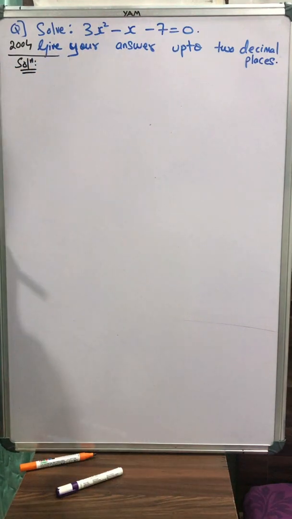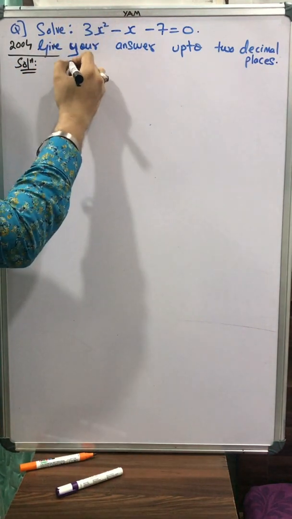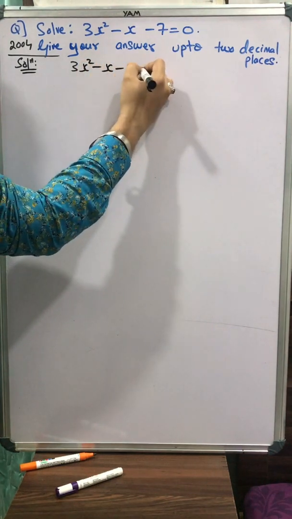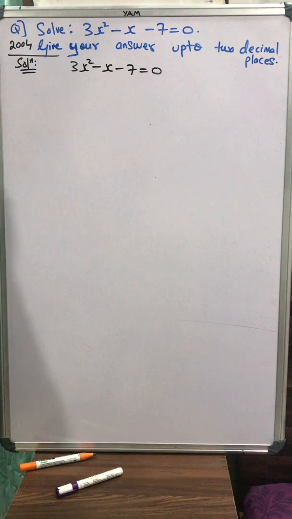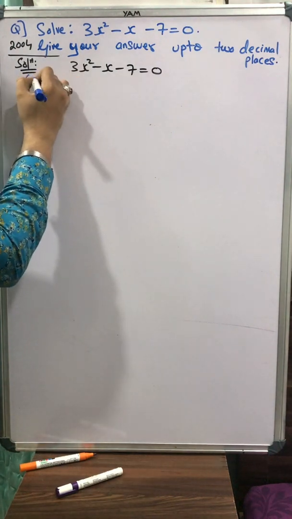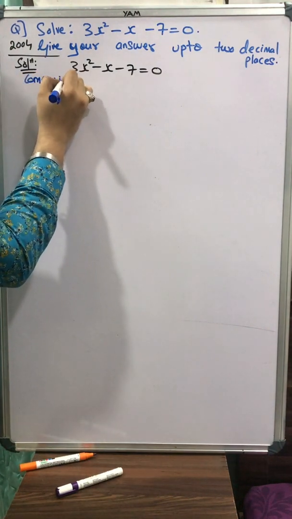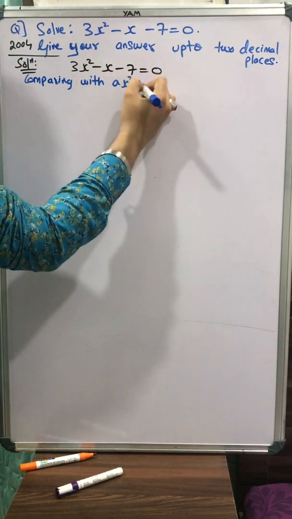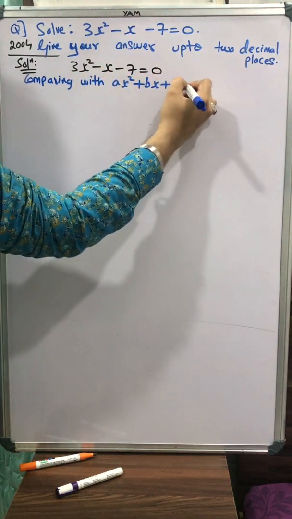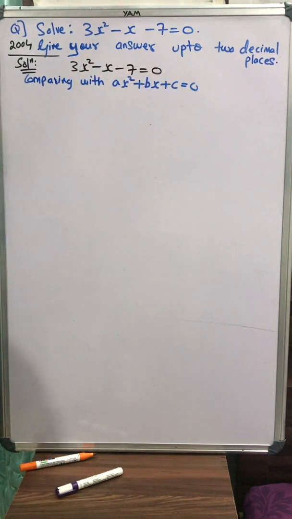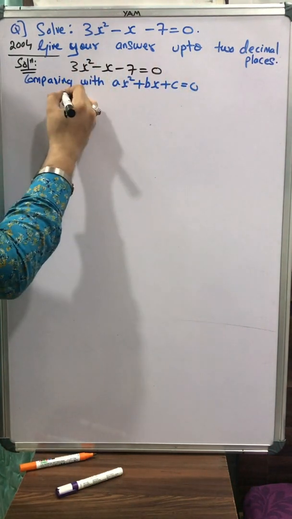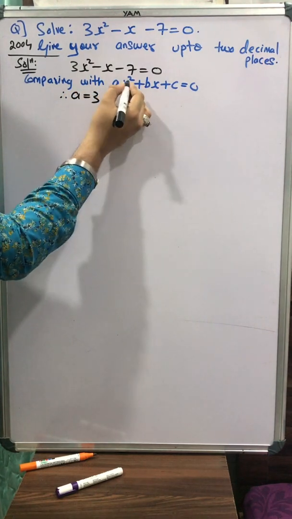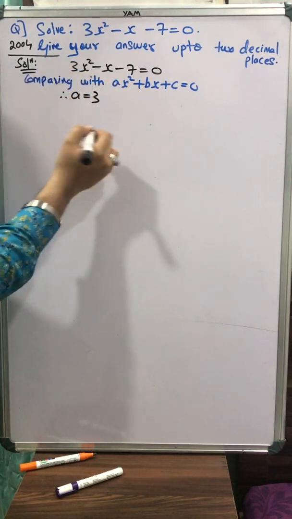The first thing I will write: first, I'll copy down the equation. 3x square minus x minus 7 is equal to 0. Okay, now comparing this equation with ax square plus bx plus c equal to 0, the general form of a quadratic. So, can I say, students, the value of a is 3, the number associated with x square, the coefficient of x square, is 3.